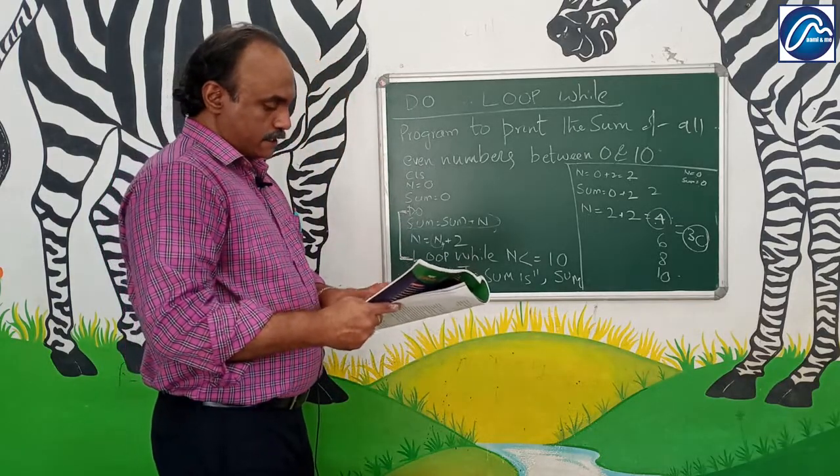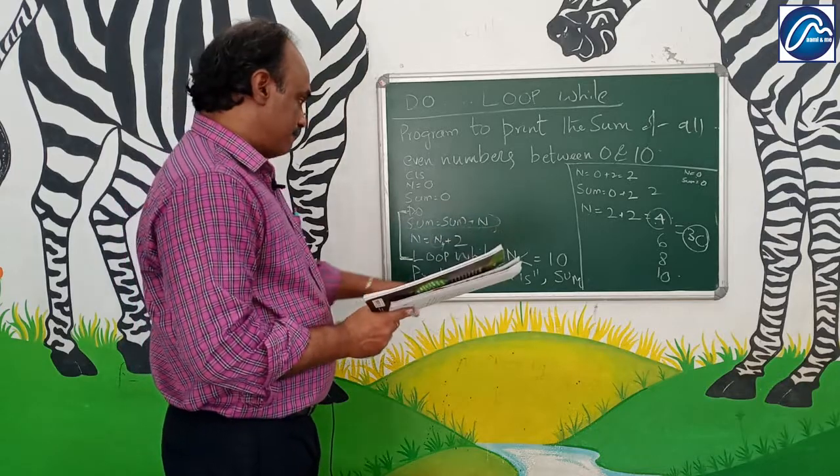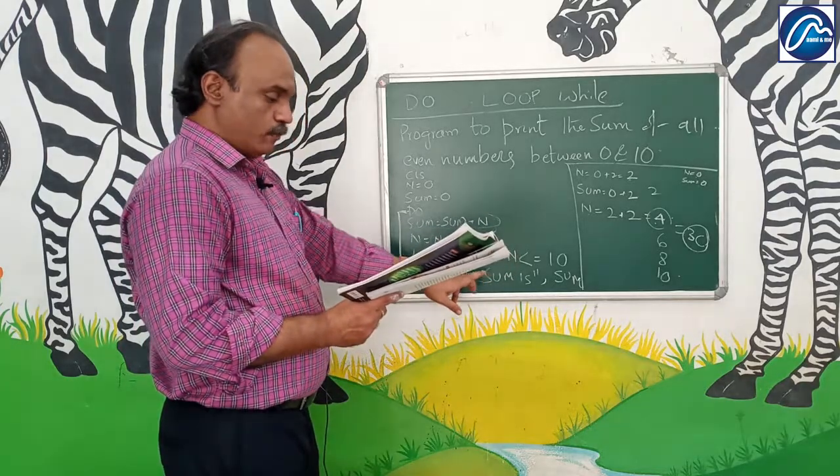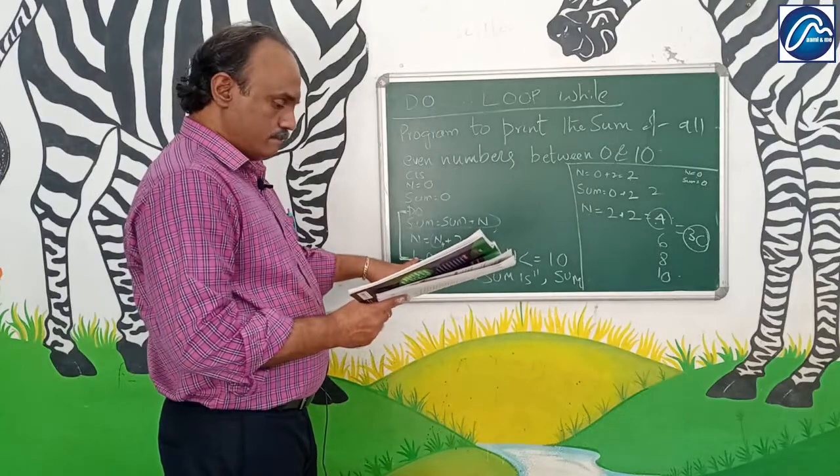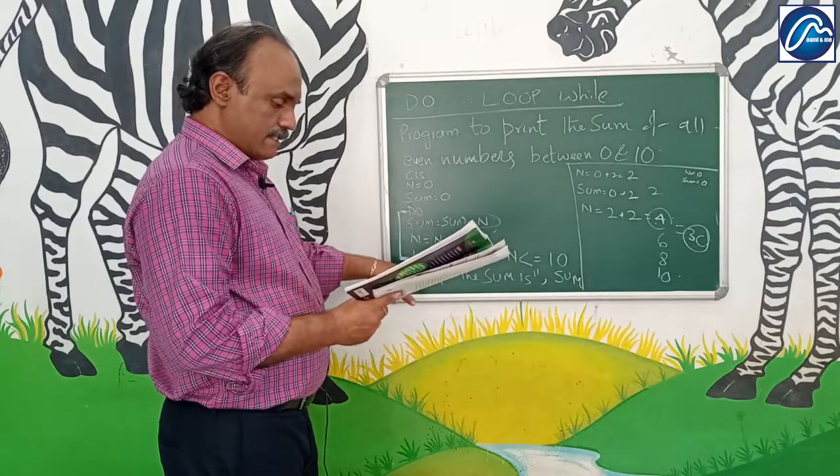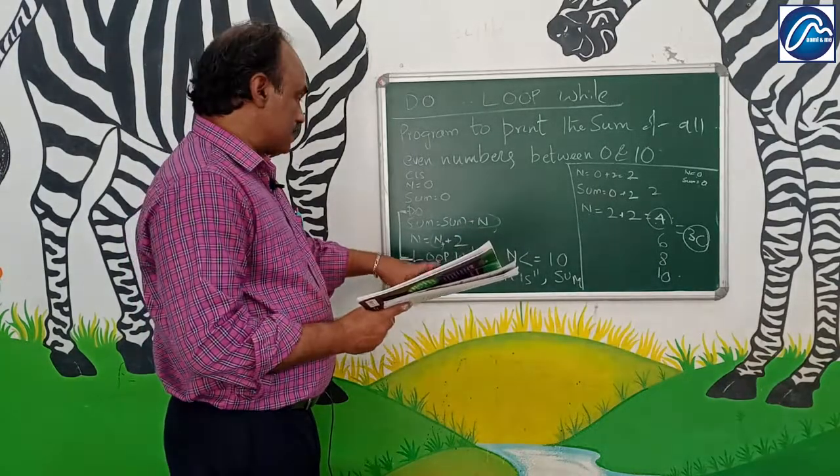It begins with a do statement. It ends with a loop while with conditions. Loop while is used to signal the end of the loop. It checks for the condition, and if it is true, the control is transferred to the do.